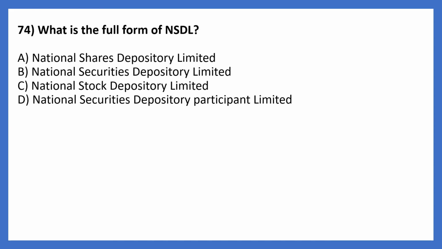What is the full form of NSDL? Option A, National Shares Depository Limited. Option B, National Securities Depository Limited. Option C, National Stock Depository Limited. And option D, National Securities Depository Participant Limited. The correct answer is option B, National Securities Depository Limited.